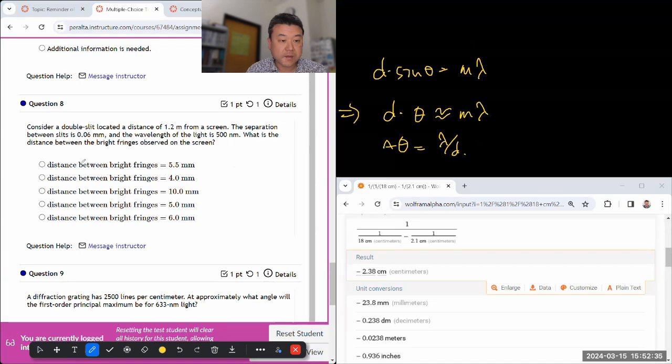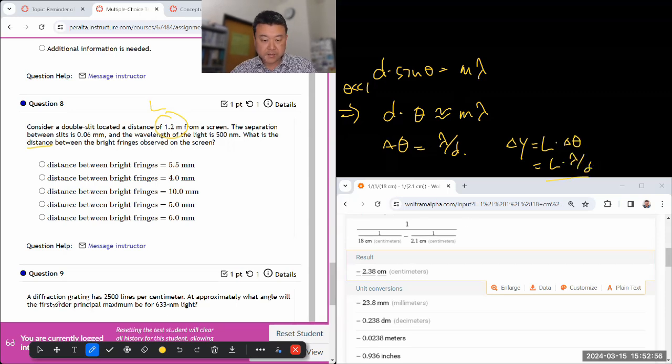Now it's not asking about the angular distance, it's asking about the distance, and with this L, that distance, delta y, under the same small angle approximation, theta much less than 1, would be the distance L times delta theta. So it would be L times lambda over d.